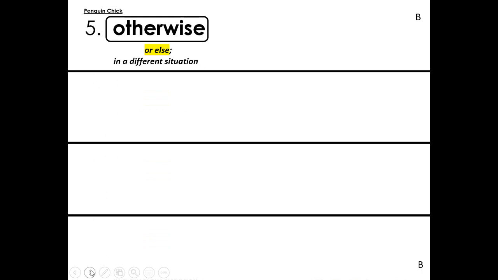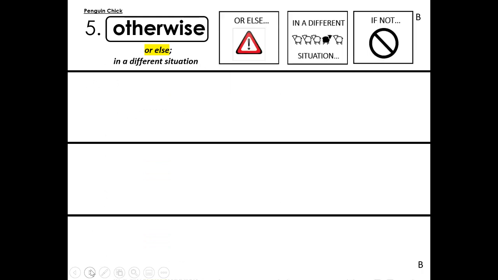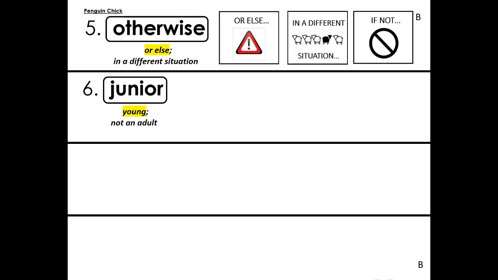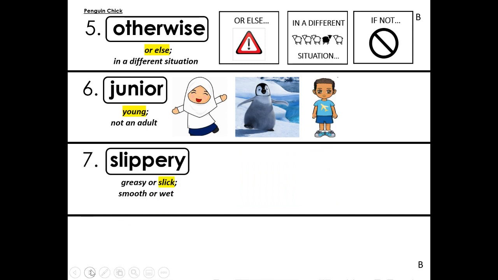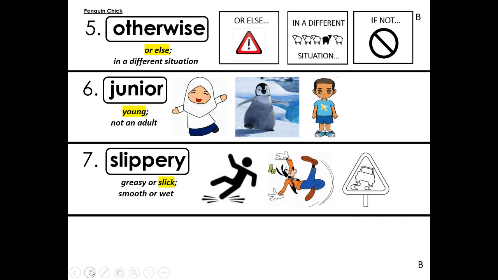All right, number five was otherwise, which is another way of saying or else or in a different situation. Number six, junior. Junior means young, not an adult. A synonym is young. Number seven, slippery. Greasy or slick, smooth or wet. The root word is slip, S-L-I-P. Slippery is S-L-I-P-P-E-R-Y. Another word is slick.